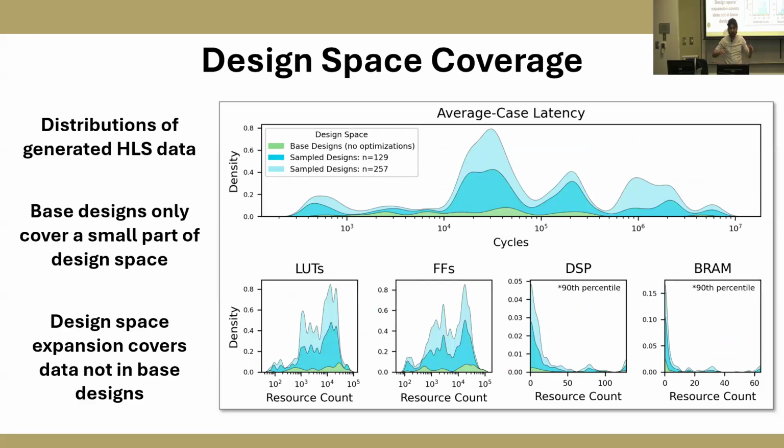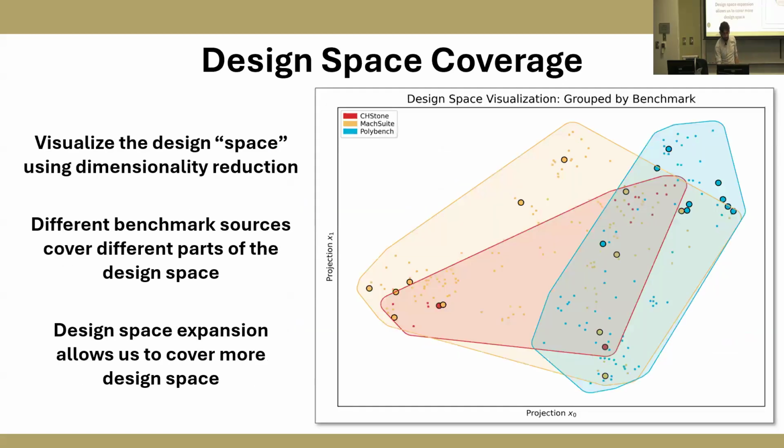Also, we just want to show the range of values that we're able to cover by doing this sampling of our data set. If you just use the original designs, you get the green distribution, but the more sampling you do, the wider range of distribution you cover of latency and resources that you see in your design.